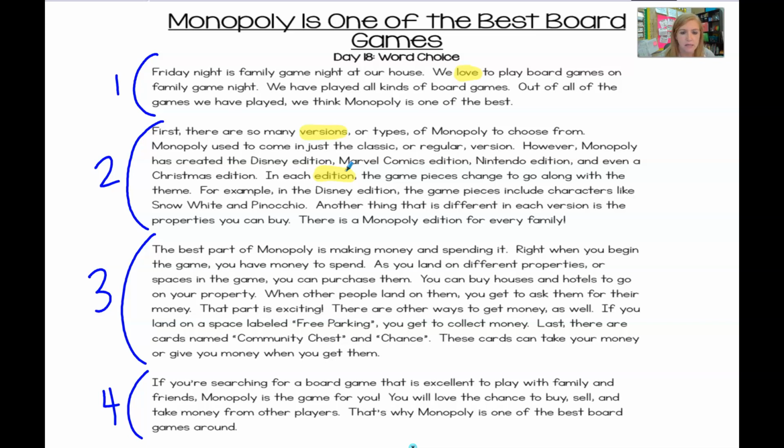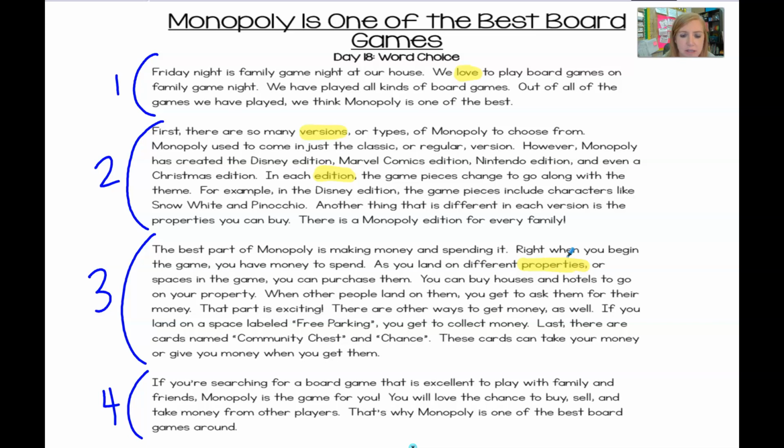Let's see. Third paragraph. The best part of Monopoly is making money and spending it. Right when you begin the game, you have money to spend. As you land on different properties, there's another word that's special and strong when you think about the game Monopoly. A property is just a space in the game, but the author described that space in the game as a property. So that makes that a strong, interesting word.